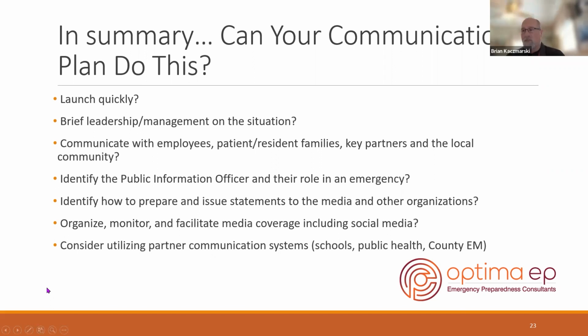That's the person you want in front of the camera, or that's the person you want prepping the individual that's going to go in front of the camera. And then be thinking about how to prepare and issue statements. That's called risk communication. Are you going to be able to organize, monitor, and facilitate media coverage? In our world, we call that media staging area. If this becomes a high profile situation, the media will likely be there before the first responders. You're going to want to have a plan of where to stage them.